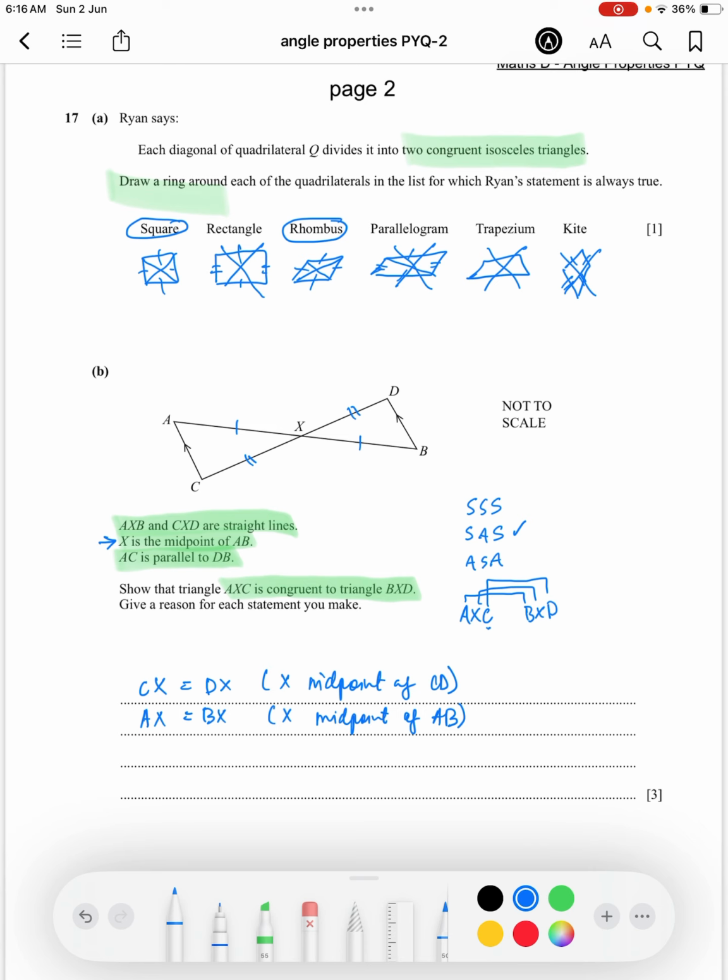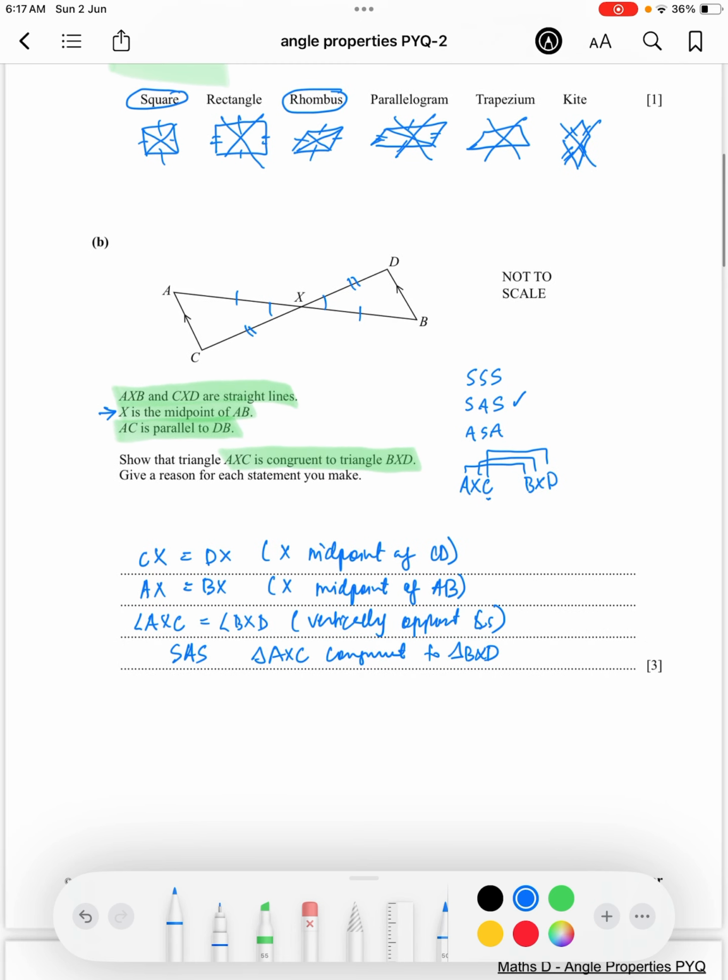So the next angle we can prove, angle AXC is equal to, A corresponds to B, X corresponds to X, and C corresponds to D. They are equal. Why? Vertically opposite angles. So SAS, triangle AXC congruent to triangle BXD. You get 3 marks.